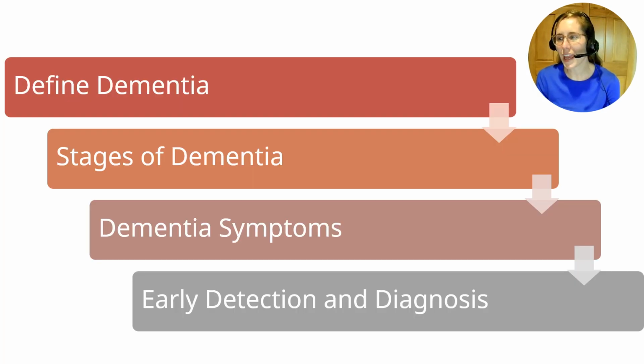Here's just another way to think about our presentation today. This is a roadmap of the presentation. First, we're going to go over definitions. We'll define dementia and again compare it to Alzheimer's disease and compare that to normal cognitive aging. We'll go over the stages of dementia, and then we're going to review the symptoms of dementia and again compare that to what typical aging may look like. And then we're going to end on early detection and diagnosis, and I will make a brief note on treatment at the very end.